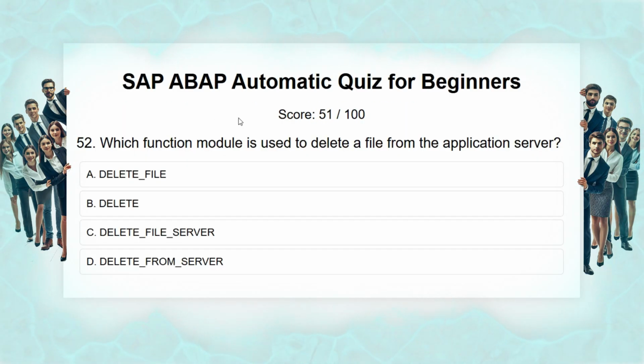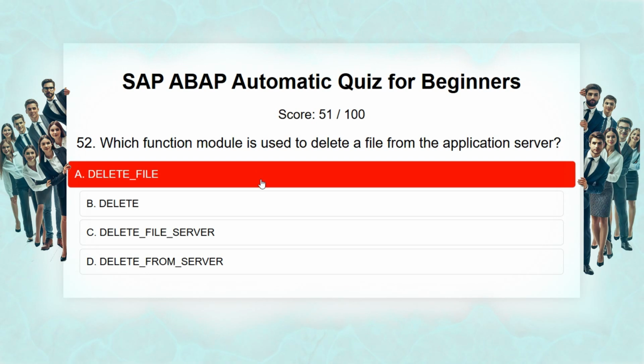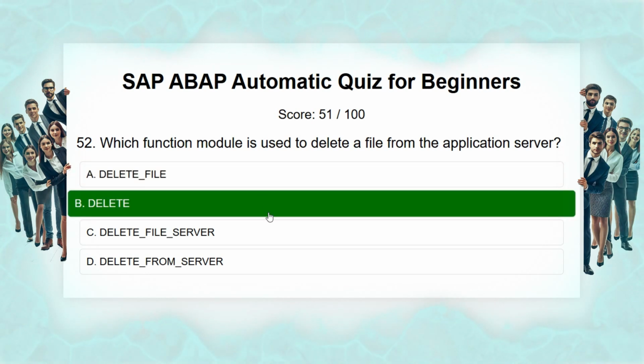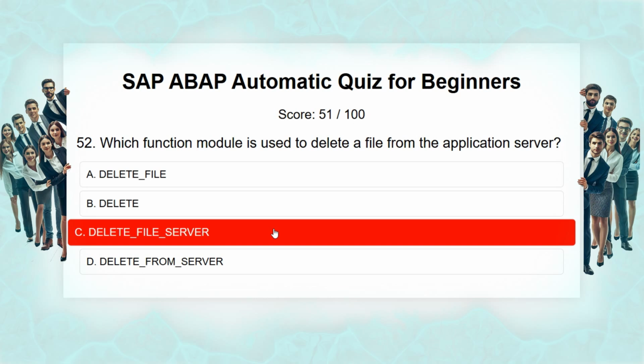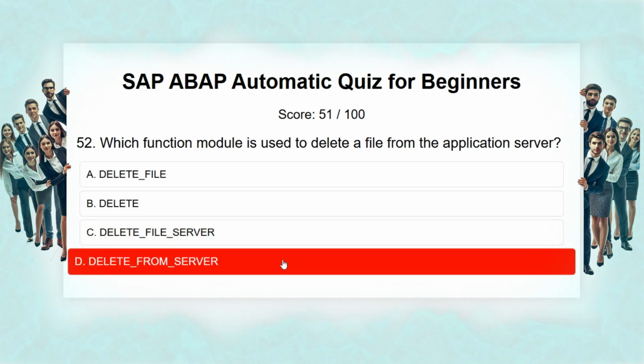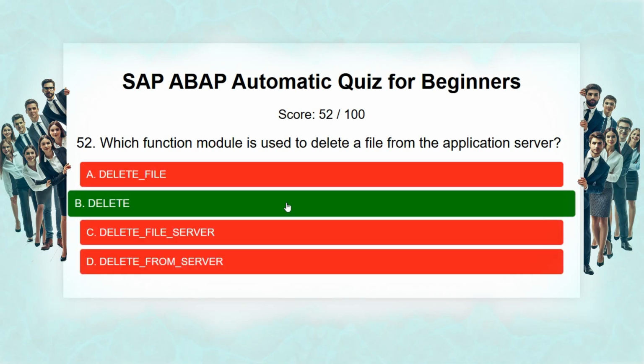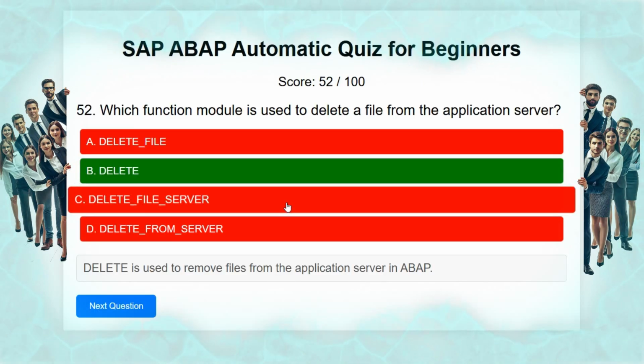52. Which function module is used to delete a file from the application server? A. Delete underscore file. B. Delete. C. Delete underscore file underscore server. D. Delete underscore from underscore server. Correct answer. Delete is used to remove files from the application server in ABAP.